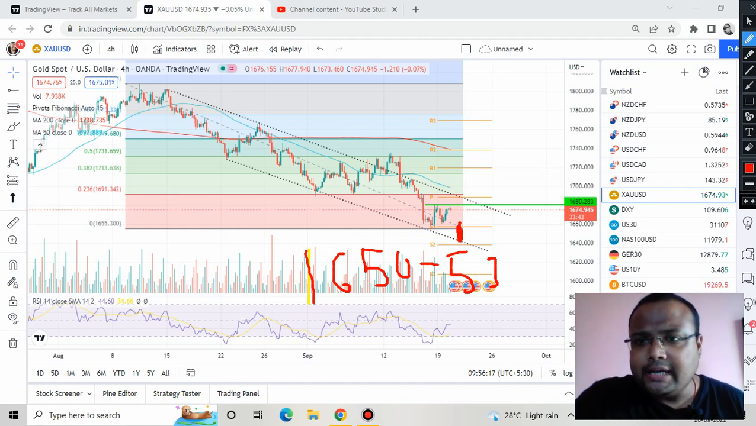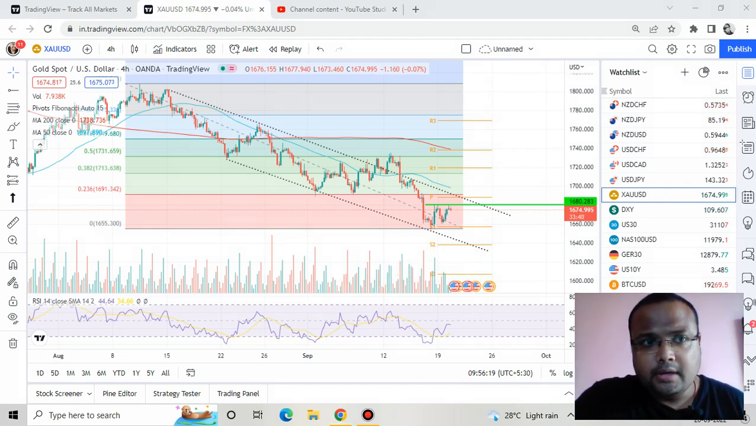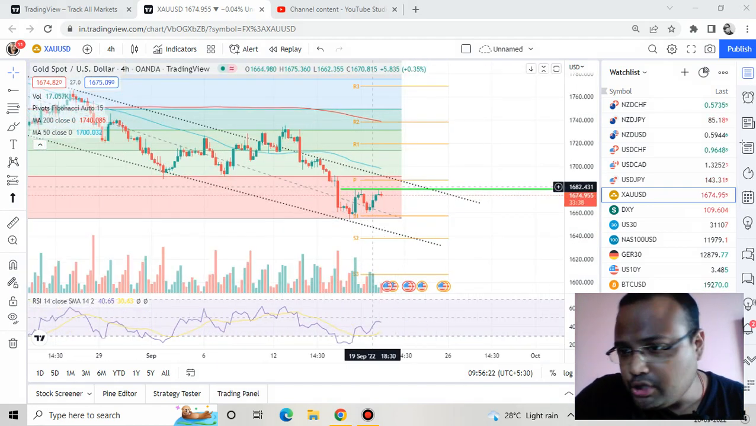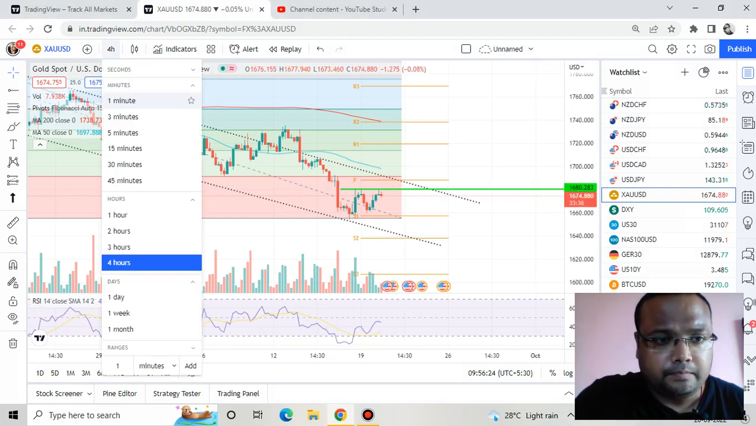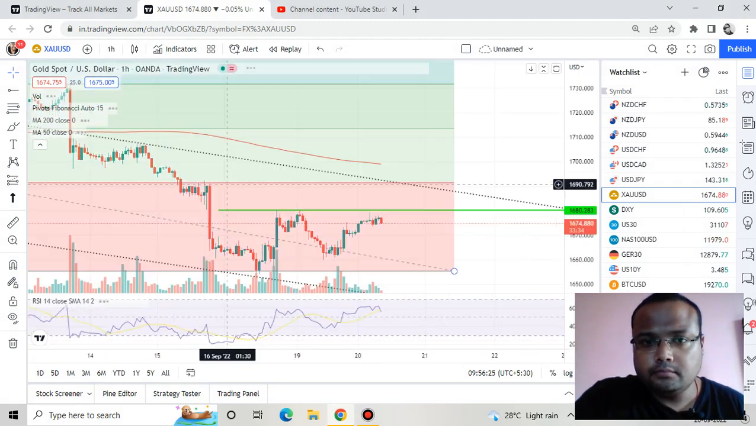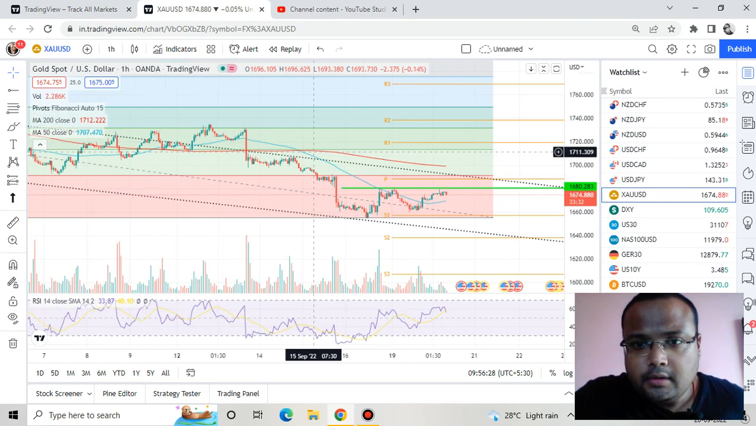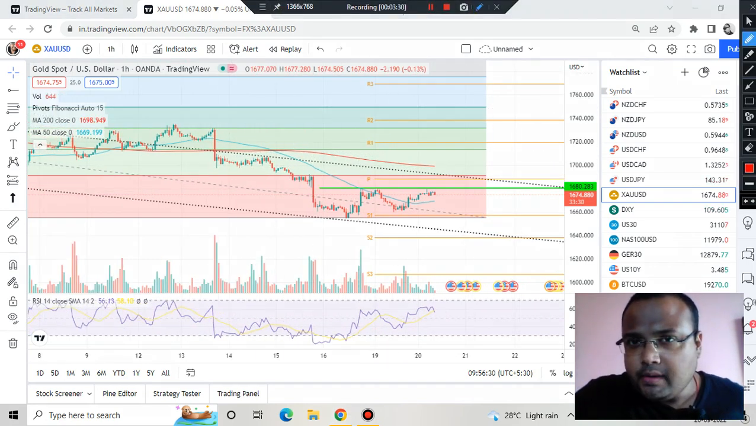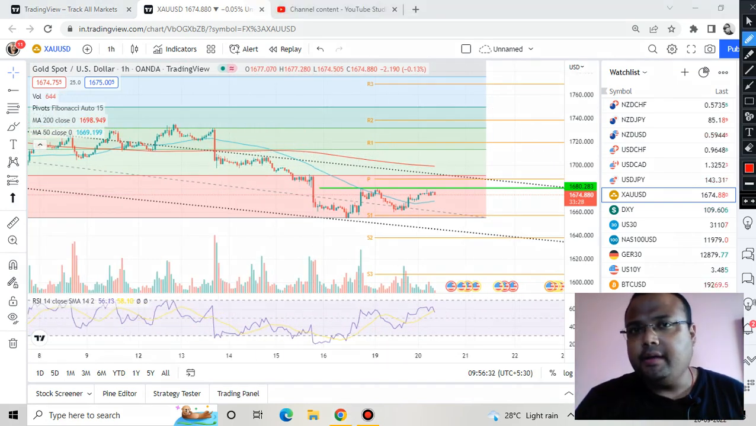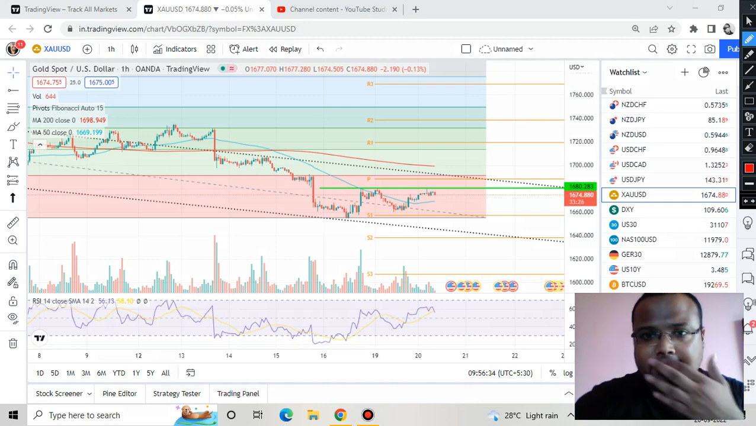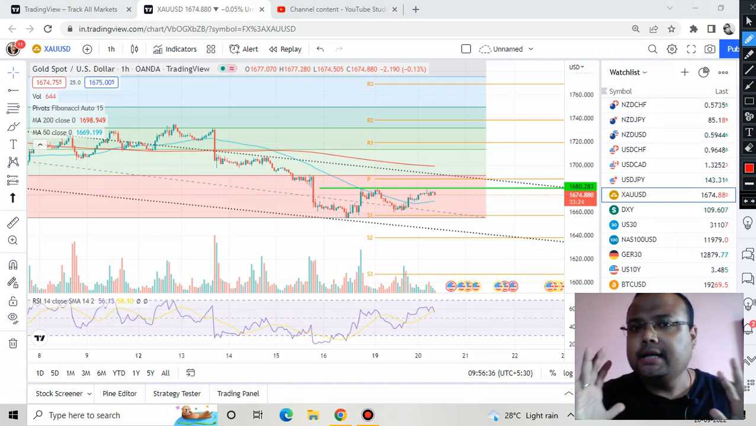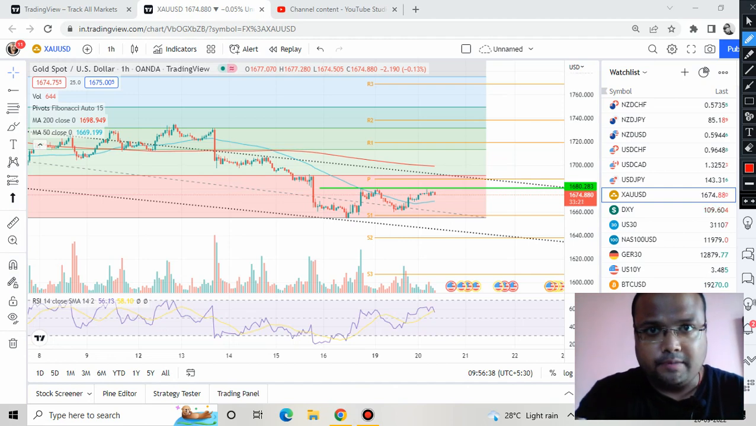But right now gold is standing at 1674. This is the present position of gold. So my dear friends, if you have the risk appetite, if you can take some risk, then you can consider a sell. Personally, I will not trade in this position. I will wait for the right opportunity, the right market.